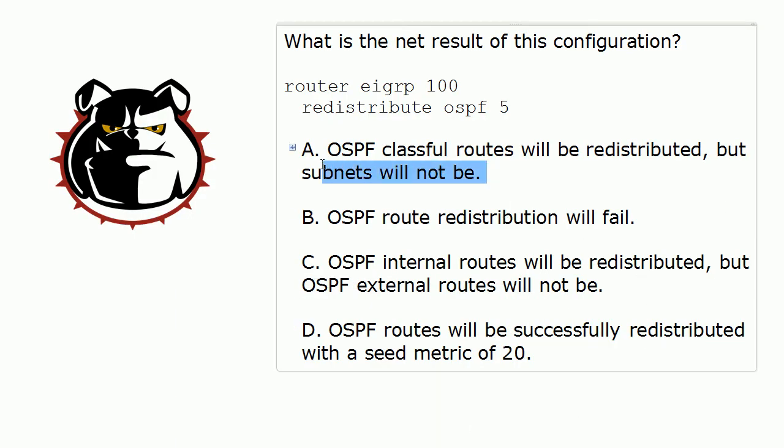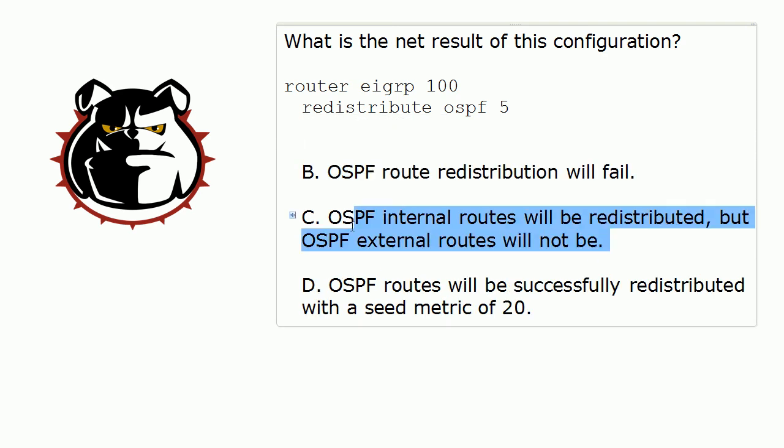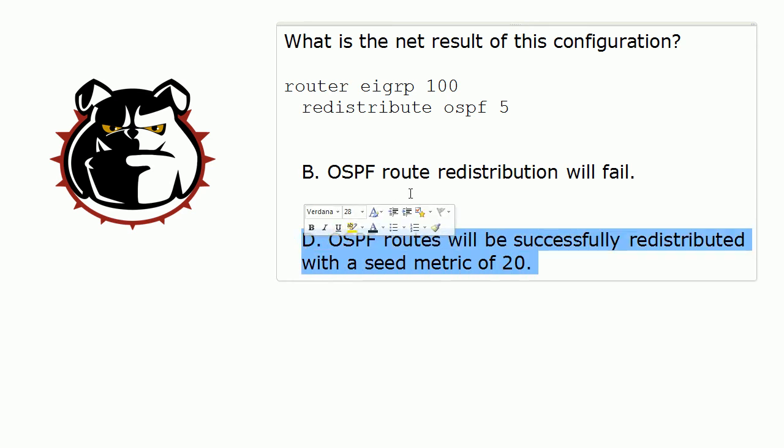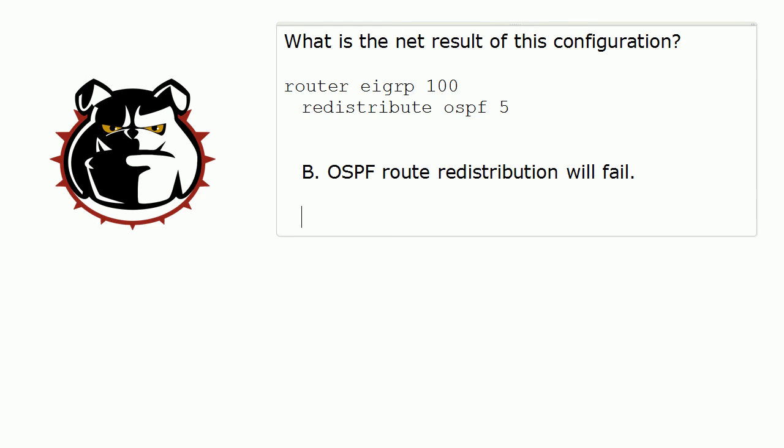Well, let's go back and check our answers, and we can always eliminate. Well, we know this isn't it because we haven't seen any classful versus classless. That's not the deal. And external, internal isn't the deal either. And we can already see that it looks like D is not going to be right either, so the route redistribution is actually failing. And the problem is, with EIGRP, you've got to specify a seed metric. See that seed metric of 20 that was in choice D, I believe, that refers to routes redistributed into OSPF. OSPF has that default seed metric of 20. But EIGRP doesn't have a default seed metric. You've got to define one.